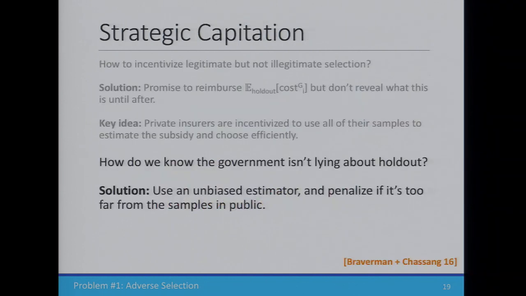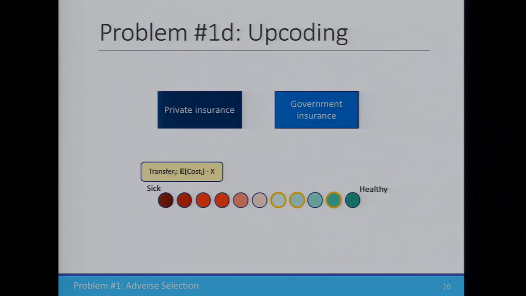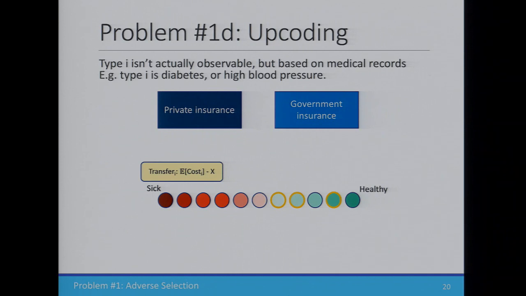Okay, so that's all I'm going to say about strategic capitation for now. Now we still have another problem. I was assuming that you knew who type I was and there was some distribution of type I's costs, but type I isn't actually observable. Rather, we look at someone's medical records and say, okay, they have diabetes, they have high blood pressure. Based on these diagnoses, I think someone with these diagnoses has these expected costs.